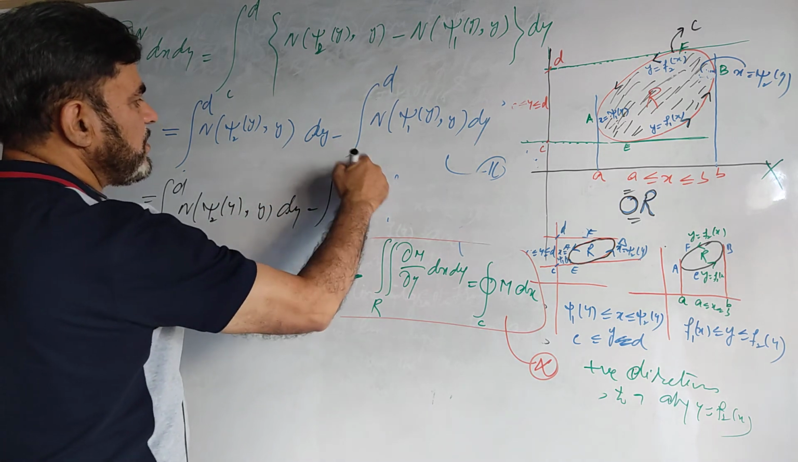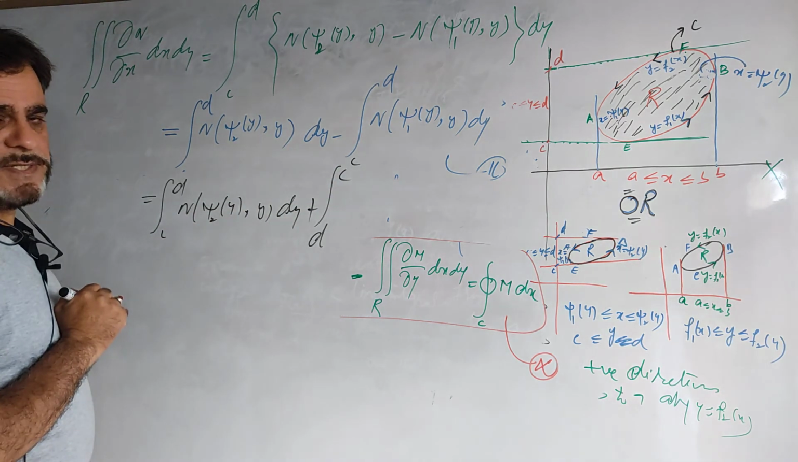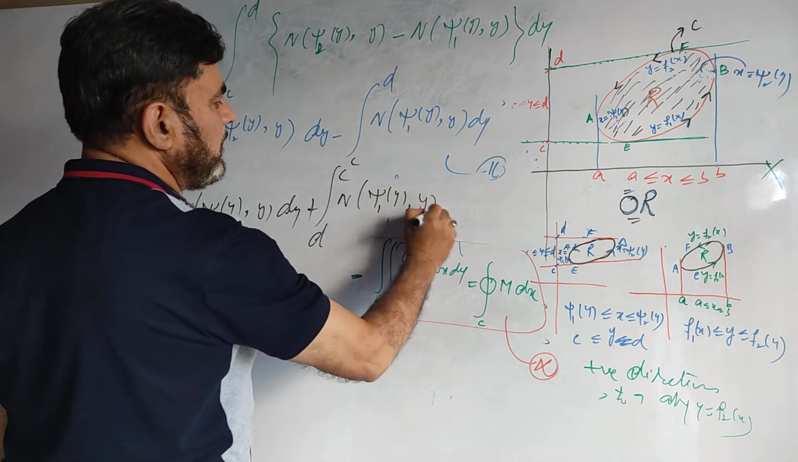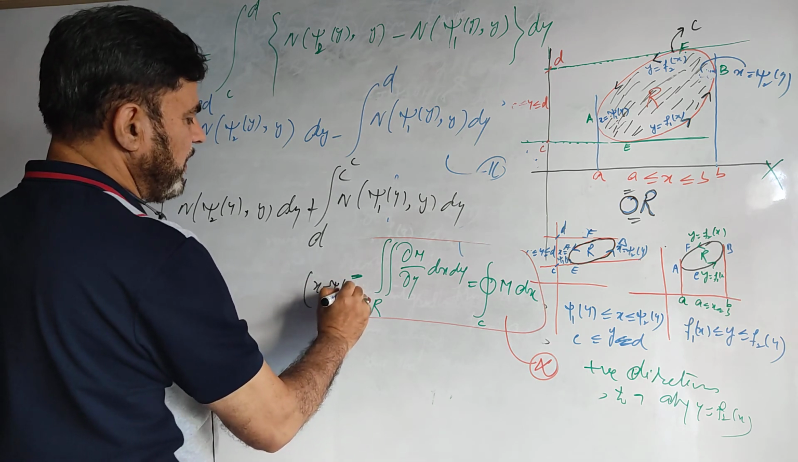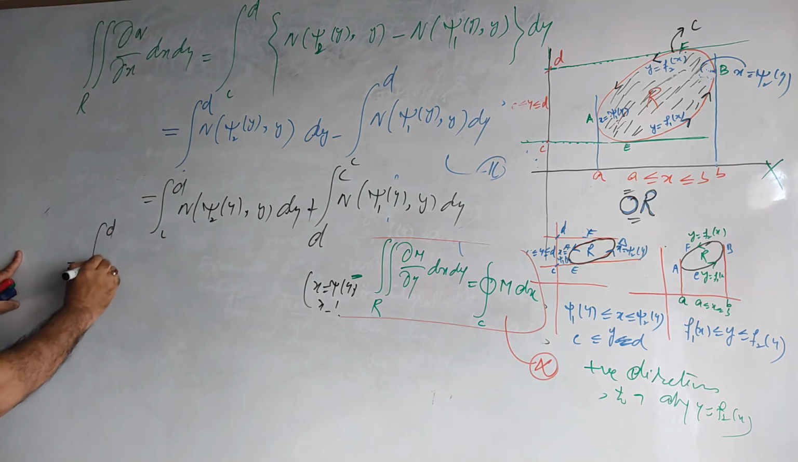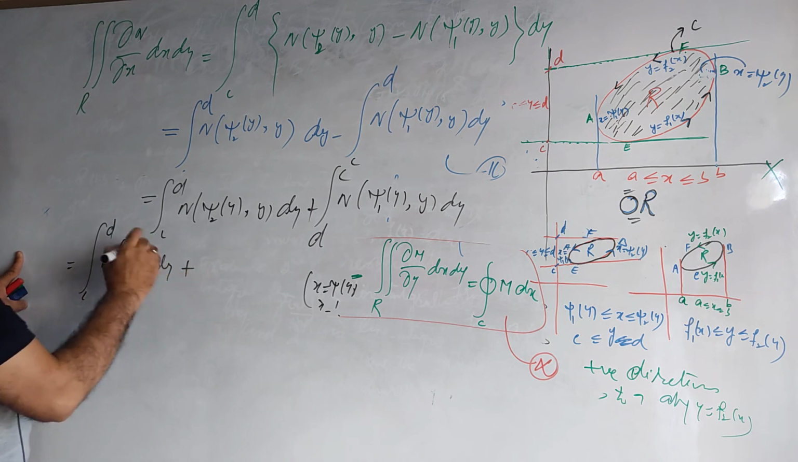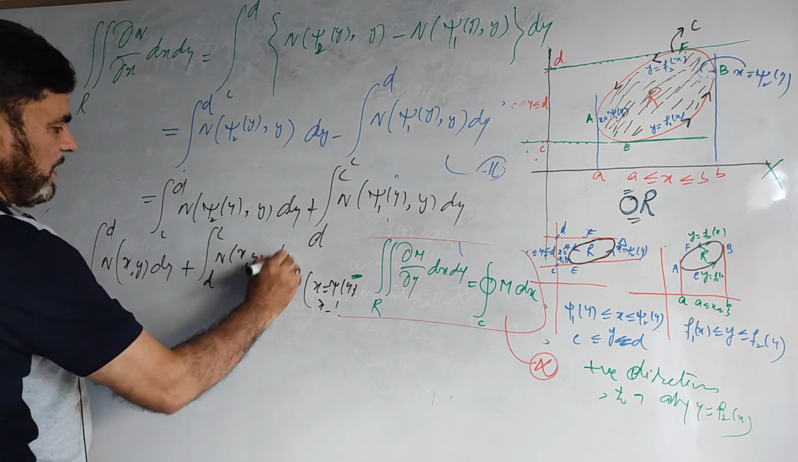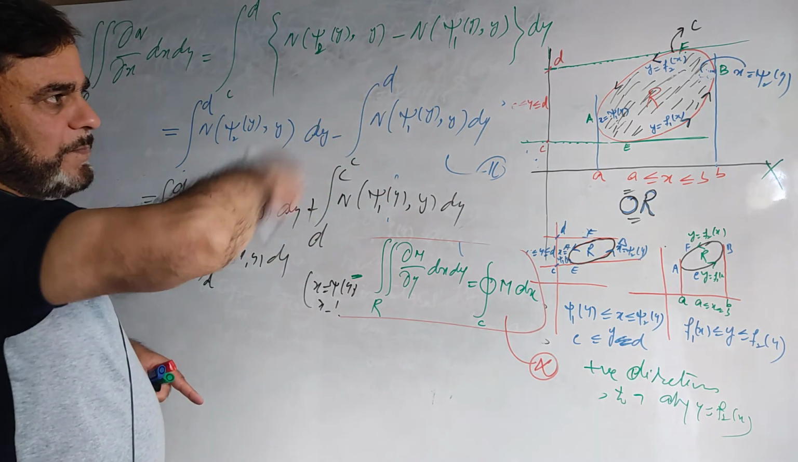This should be now not C to D, it will be now D to C. When you change it, it will be plus now, because you are changing the integral. It is n psi 1 y, y, dy. Now x is psi 1 y in one case and x is psi 2 y in the other. You can write it in this way: integral C to D of n dy, then plus D to C of n dy. It is the line integral. It covers the whole curve. It makes the boundary fully closed.